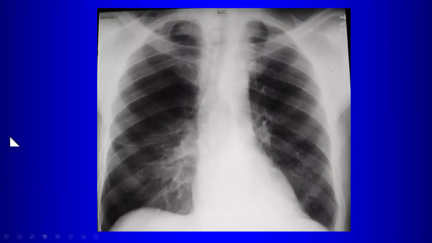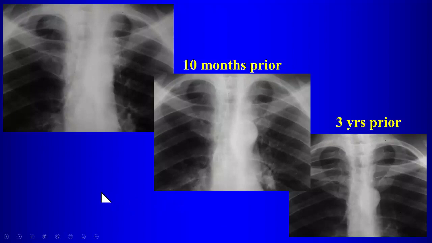This one, well, that one's a lot harder. So let's look at prior studies. 10 months prior, 3 years prior. What do you notice? Nothing else? The right paratracheal stripe looks maybe a little bit more dense, but is there anything else that's even worse than that? The aortic knob. Look at the knob here. Look at it here, and what happens now?